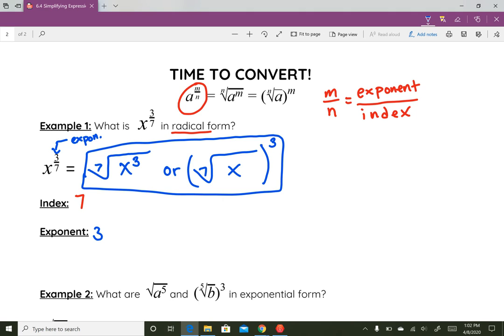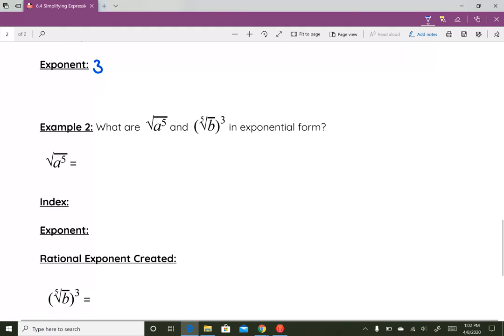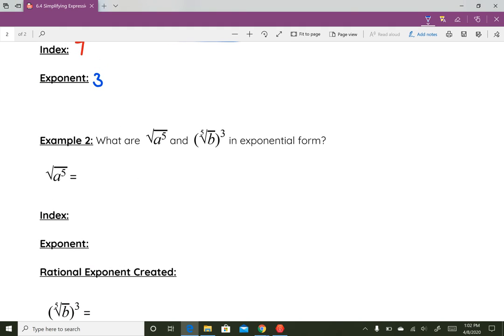So again, whatever's on the bottom, that's your index. Whatever's on the top, that's your exponent. Remember, index goes inside that little triangle right there. I guess it's not really a full triangle, half triangle, whatever you want to call it. So let's take another look. Last example, 2 examples within example 2.